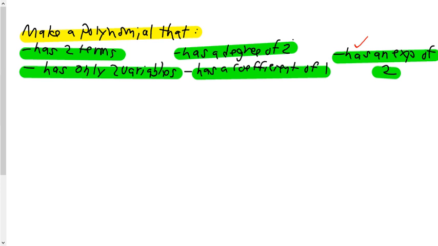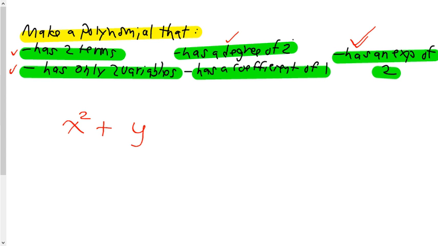Because originally, I was thinking this, correct? That has 2 terms. Does that work? I have 2 terms and 2 variables. Are these 2 still okay? Okay. But does it have an exponent of 2? No. What if I put a 2 here? Does it meet this one now? Yes. Does it still have a degree of 2? Yes, it does. And does it have a coefficient of 1?